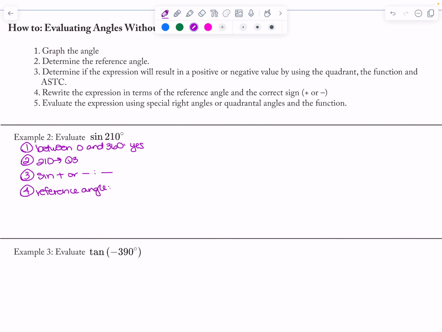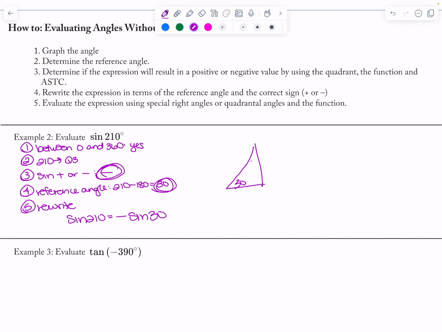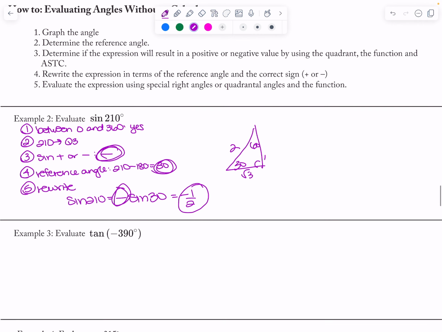Then I have to find my reference angle. Because I'm in quadrant 3, it is 210 minus 180, which is 30. And then I rewrite it. So I take sine of 210 degrees, and that's the same thing as a negative sine of 30 degrees. So now that requires me to draw my triangle, 30, 60, 90, root 3, 1, and 2. So the sine of 30 degrees is 1/2, and it'll be negative 1/2 because of the negative sign out in front here.